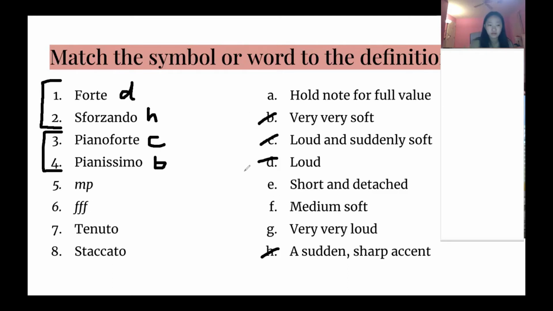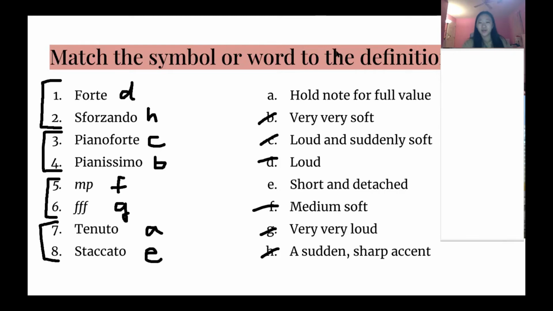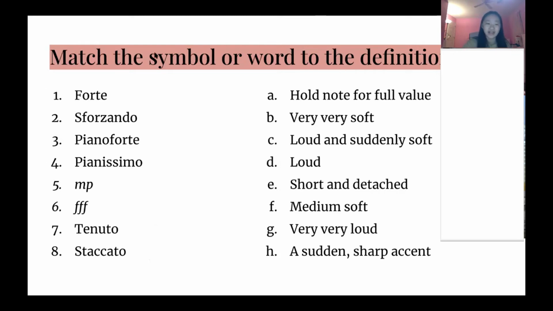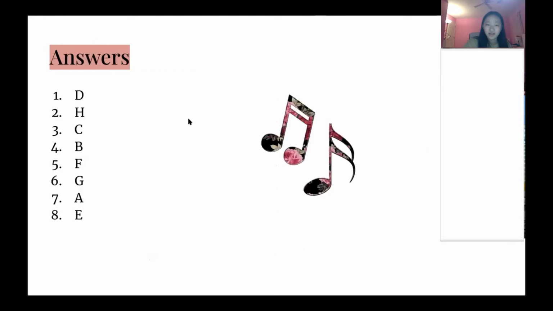Okay, so next I'll call on, so 5 and 6. MP is F. Okay, 5 is F and 6 is G. Very good. I did not intend for that to be like that, but very good and very quick. So awesome. And then the last two. Number 7 is A, and then staccato is E. Very good. And staccato is also an articulation. We didn't put it in the last slide because I'm sure you already know what that is. But yes, very good on this exercise. And those are the answers.